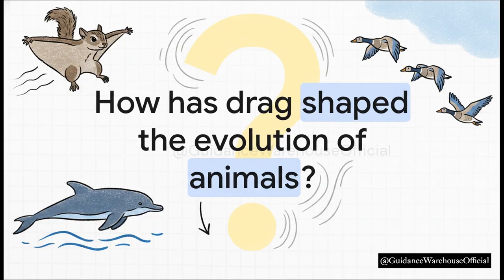So I want to leave you with a final thought here. Knowing how strictly drag dictates terminal velocity and energy consumption, how do you think it has shaped the physical evolution of animals in our oceans and skies? Think about the highly streamlined shape of a dolphin, or that classic V formation of migrating geese. It's a huge puzzle, and I invite you to explore more of that biological mystery with me in our next explainer.